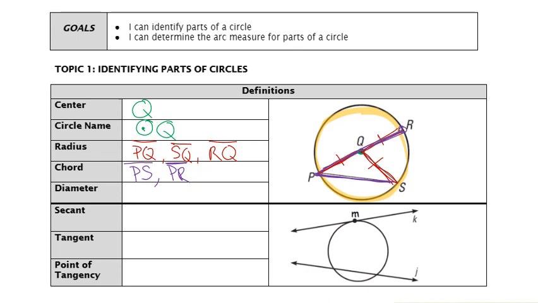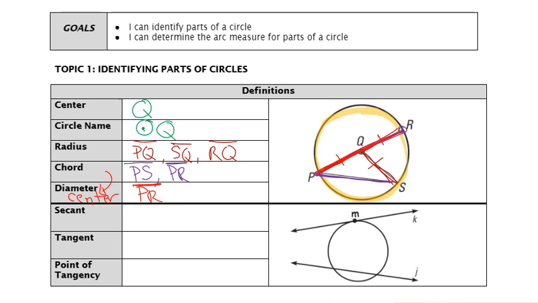And then the last one is the diameter. A diameter is really just a chord that goes through the center of the circle, right? So it has a similar definition to a chord. The only difference is it goes through the center. So PR is a chord, but a more specific name for it would be the diameter. So we would call it the diameter.